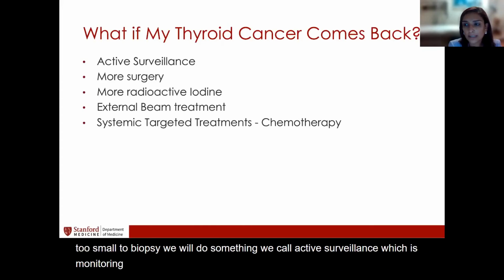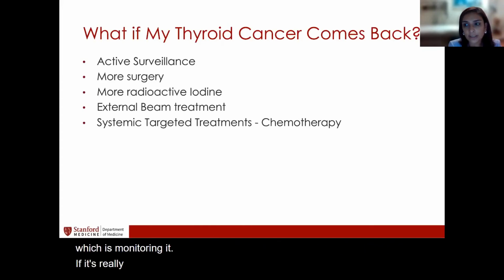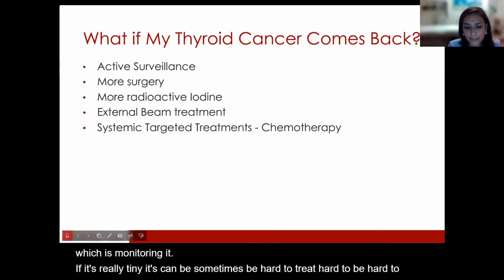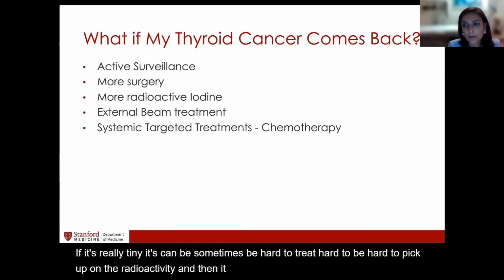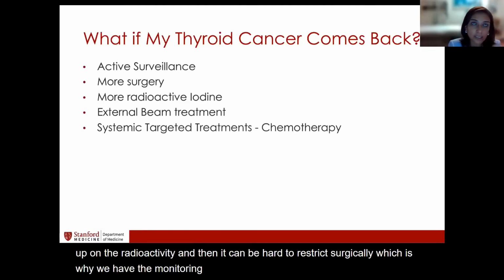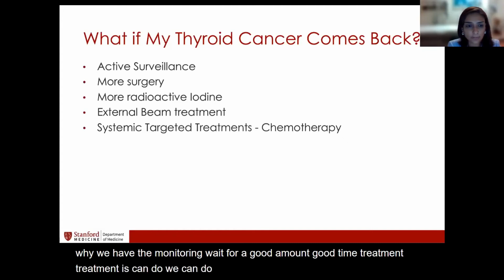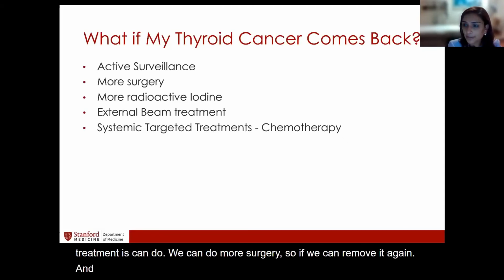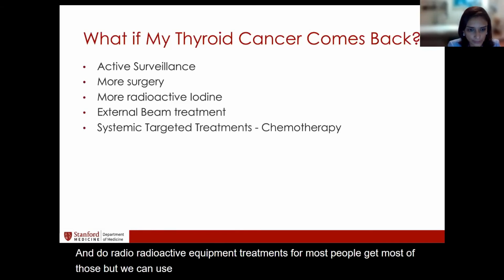If it's really tiny, it can sometimes be hard to treat. It can be hard to pick up on the radioactive iodine scan. It can be hard to remove surgically, which is why we do the monitoring and wait for a good time for treatment. We can do more surgery, so if it comes back, we can remove it again. We can do more radioactive iodine treatment. Most people get one dose, but we can use multiple doses, two or three doses.